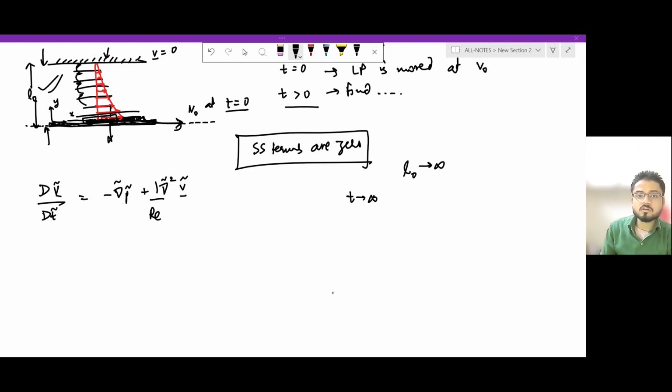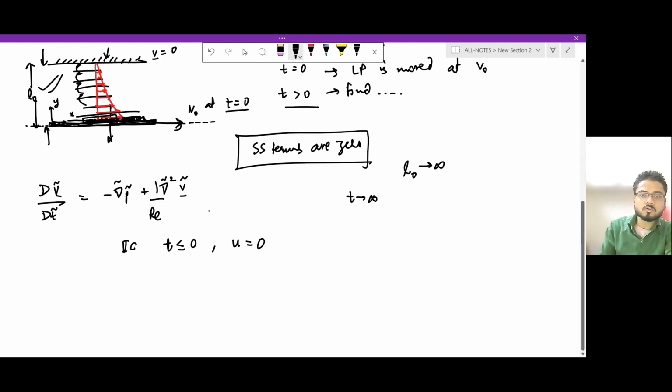Okay, so there are 3 parts to this problem. So the first thing is you write the initial condition, whatever you have, we got to write that first. The initial condition can be written as, for t less than or equal to 0, you have u equals 0.